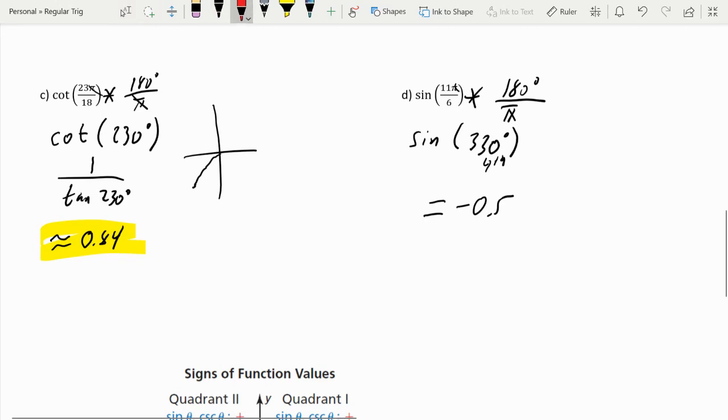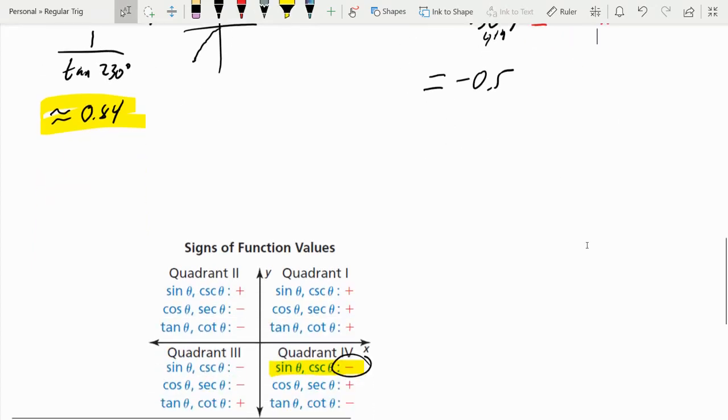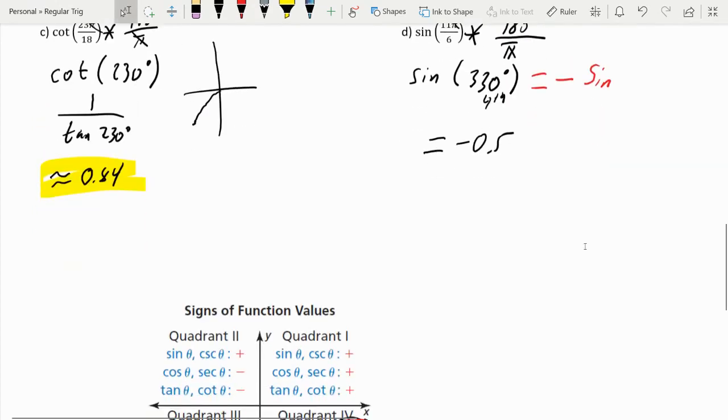In this case, I would have had to have known that my answer was going to be negative. So I would have had to throw that negative in front of sine and go to the back of the book and know that 360 minus 330 is going to be 30 degrees. So I would have had to look up sine of 30 degrees. In the charts, the book would have given me 0.5, but then I would have had to know that my answer has to be negative.